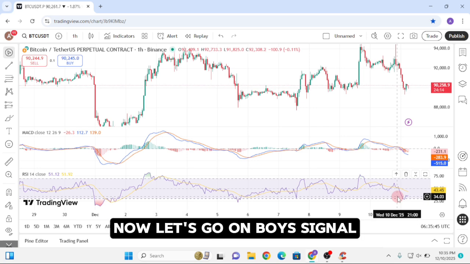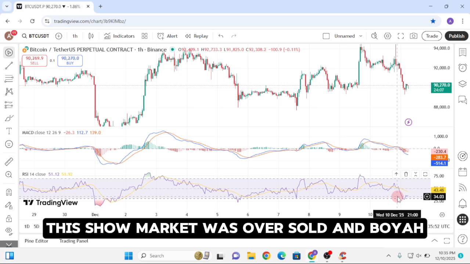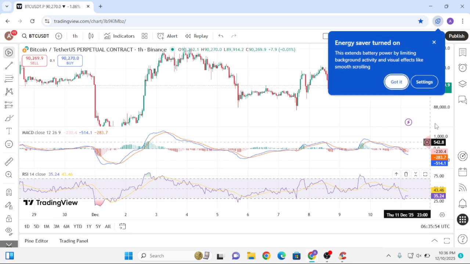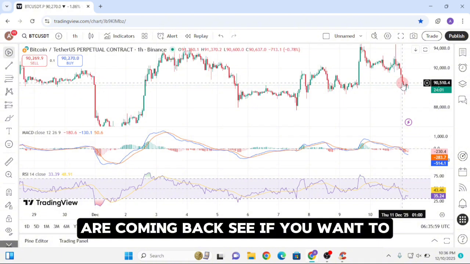So now let's go to the buy signal. The first rule is that RSI must be below 40 and turning upward. This shows the market was oversold and buyers are coming back.